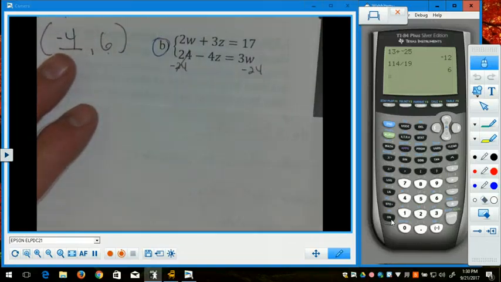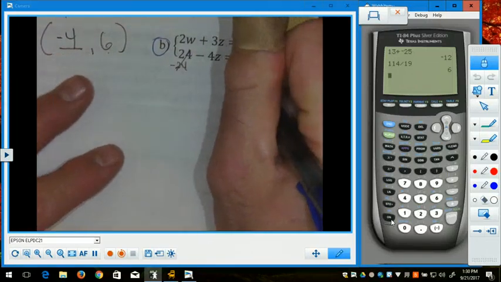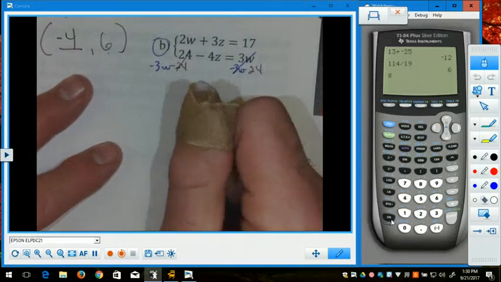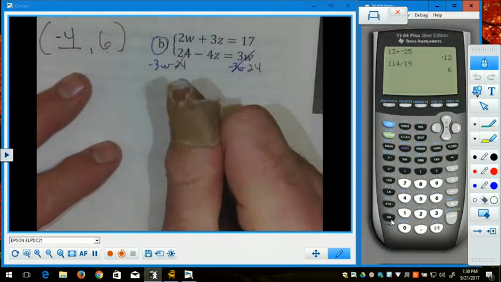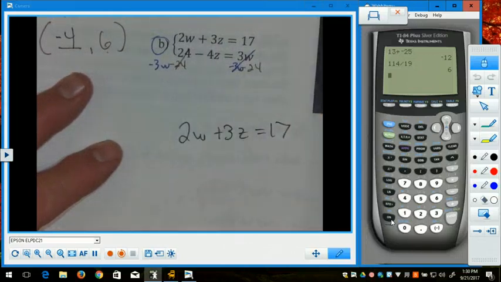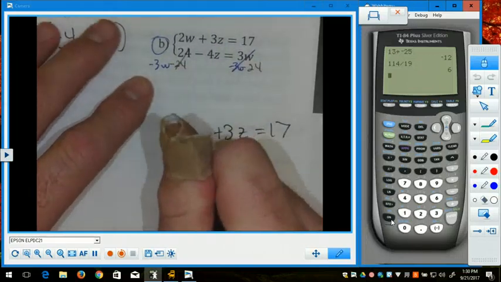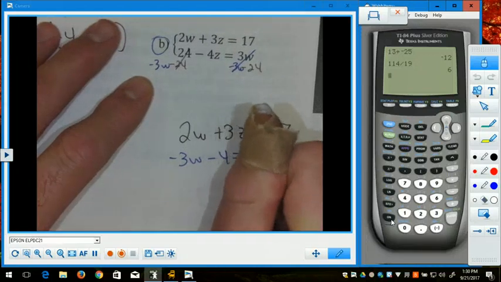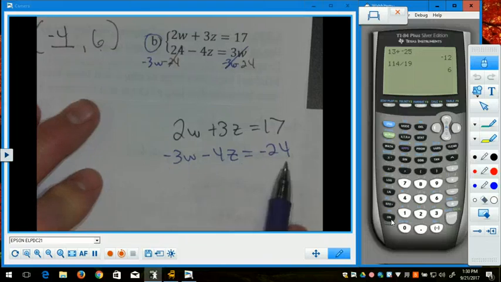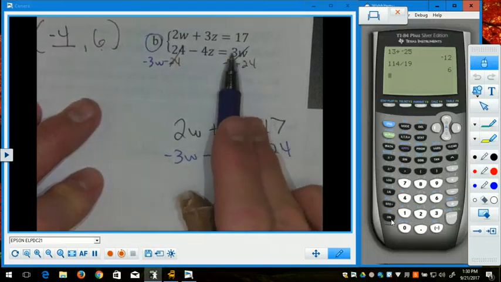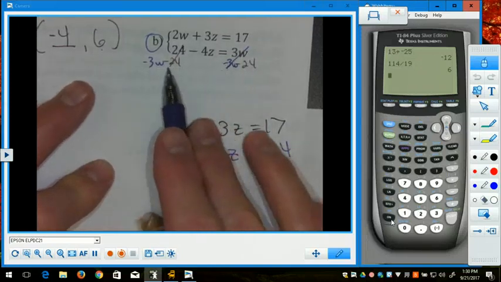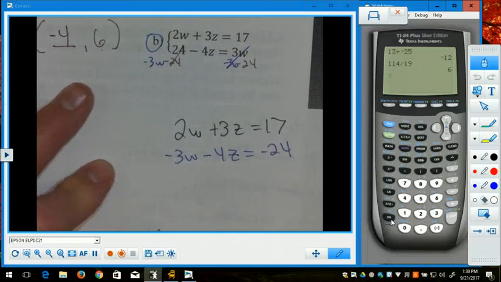And you can do this simultaneously or separately. I need to take away 3w to move it from this side to this side. This gives me the top equation being 2w plus 3z equals 17, just as it originally appeared. My bottom equation now being negative 3w minus 4z equals negative 24. So it's still balanced because I used inverse operations of addition and subtraction to move the variable to the other side to get it in standard form.